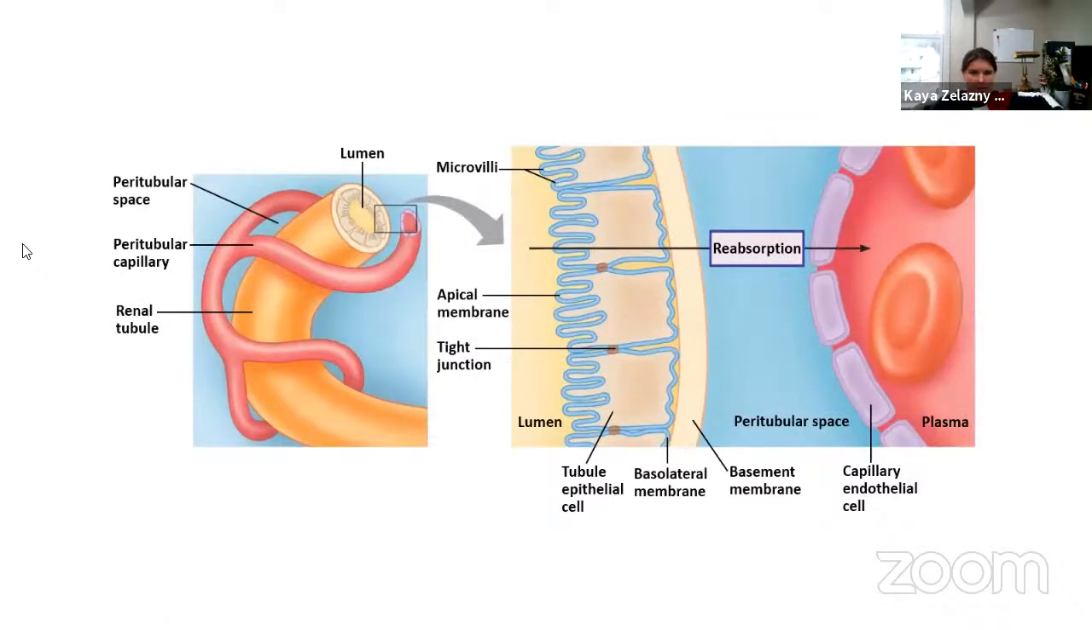This is just a zoomed in picture, and it's emphasizing that what's happening here is reabsorption, right? If we wanted to reabsorb something that's in the filtrate, we'd need to move it through our tubule epithelial cell. We'd then need to move it through the slight space between that epithelial cell and the capillary, then we'd need to move it into the plasma itself. So this is reabsorption, moving from the tubule into the capillaries.